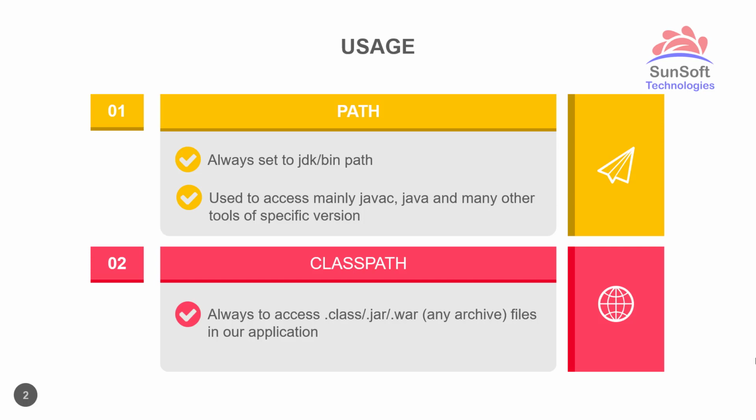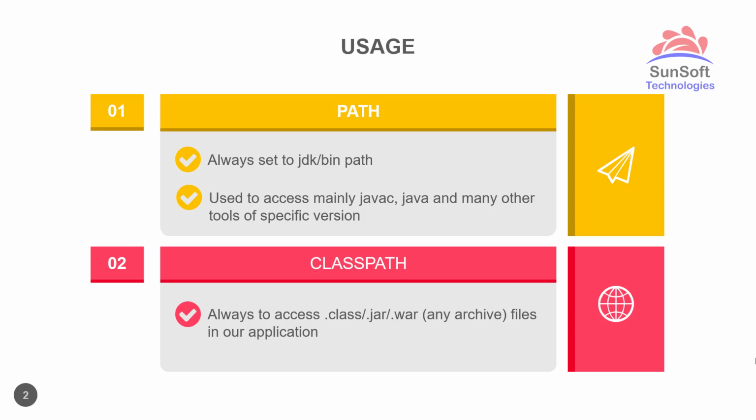So if you need to access them from your console, then you need to set the path to JDK bin. Not only javac and java, we have many other tools available like javap, rmic, and many more. To access all of these tools, we can set the path to JDK bin.